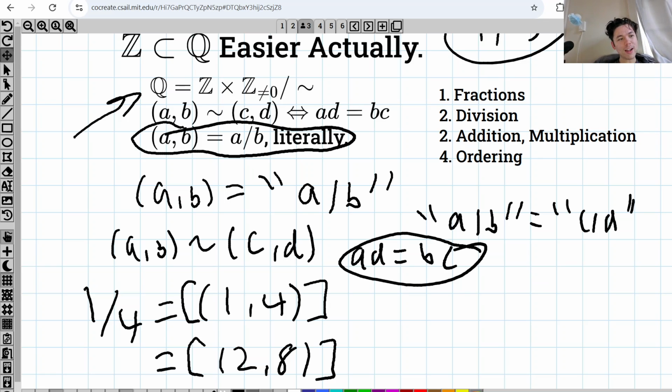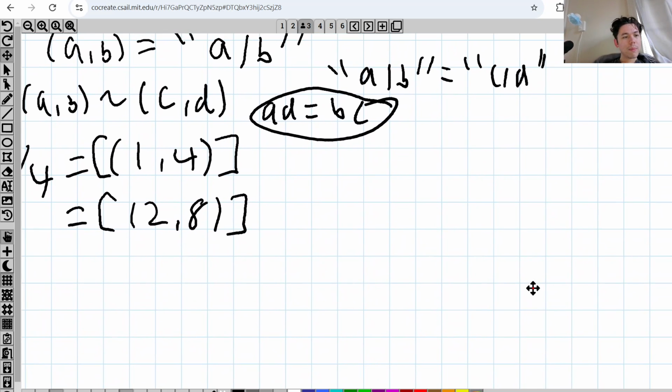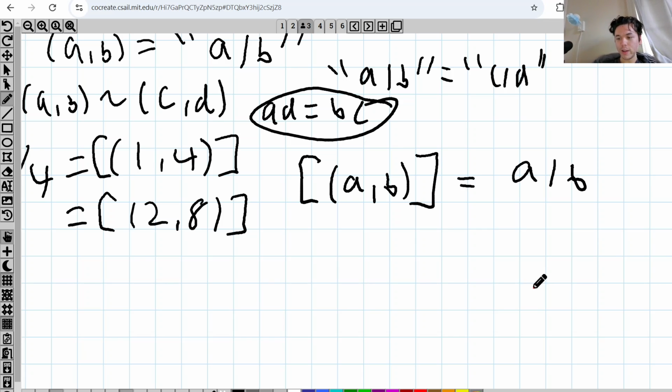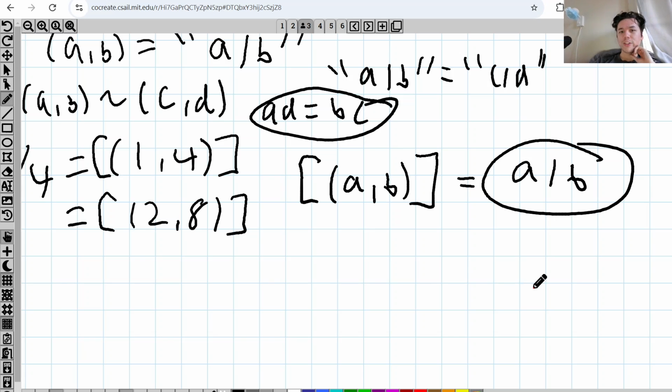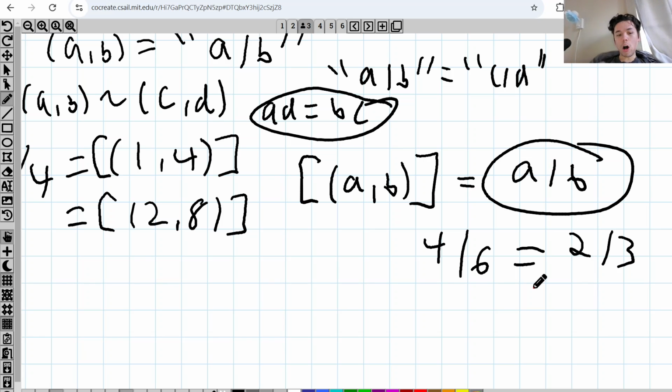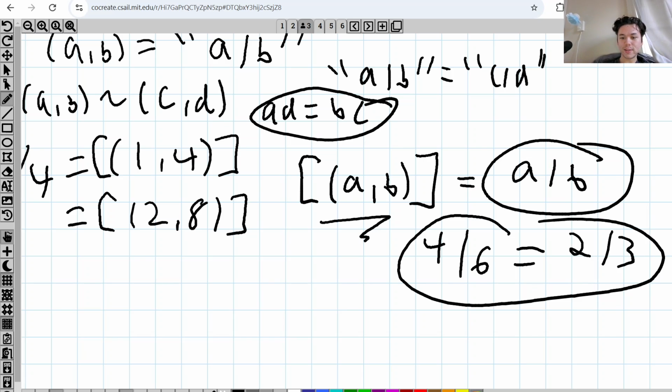I should really write this more properly. But it's really that the equivalence class a comma b equals a over b literally, because this is just different notation. When you learn about fractions, you learn about them as pairs of integers. And you learn things like 4 over 6 is equal to 2 over 3. And all the while, this is just a different notation for this.